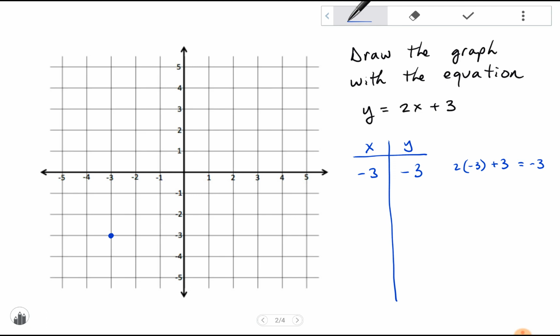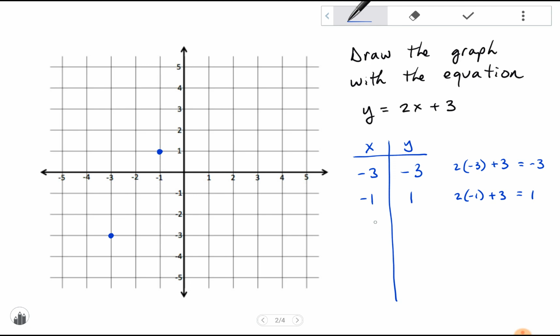And we're going to continue to do this with several other values. And I'm arbitrarily choosing these. So let's try -1. Okay, so what that means is -1 will go in here. So 2 times -1 plus 3. That's -2 plus 3. So we have +1. So when x is -1, y equals 1. And -1 and 1 is right here. So there's another point on the line.